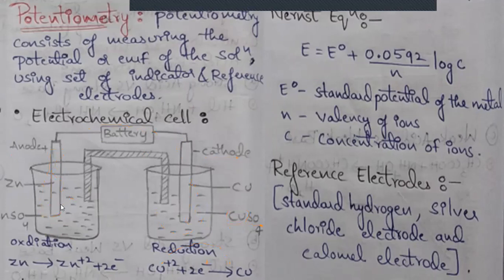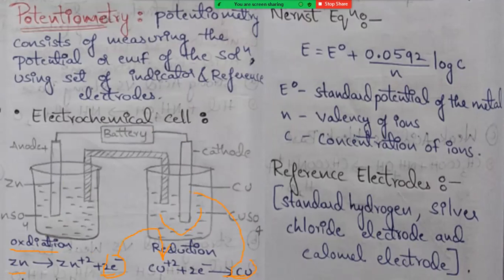So at this zinc electrode, what is happening? Oxidation occurs. So what is oxidation? Loss of electrons is called oxidation. Here zinc will lose 2 electrons, and those electrons will be accepted by the copper ions which are there in the copper sulfate solution, converting into copper, and this copper will be deposited on the surface of the copper electrode, right?